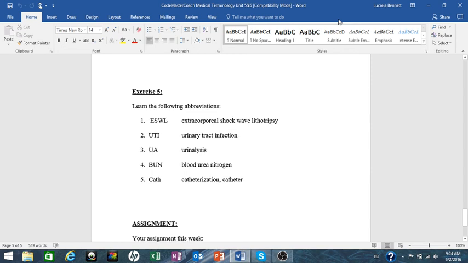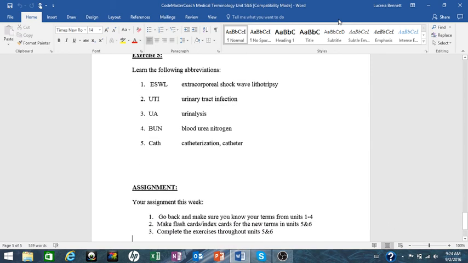So as you can see here, we've got five exercises for these two units. And your assignment for this week is to go back and make sure that you know your terms from Units 1 through 4 already. And then make your flashcards or your index cards for the new terms that we've just introduced to you here in Units 5 and 6. And then complete these exercises throughout Units 5 and 6.